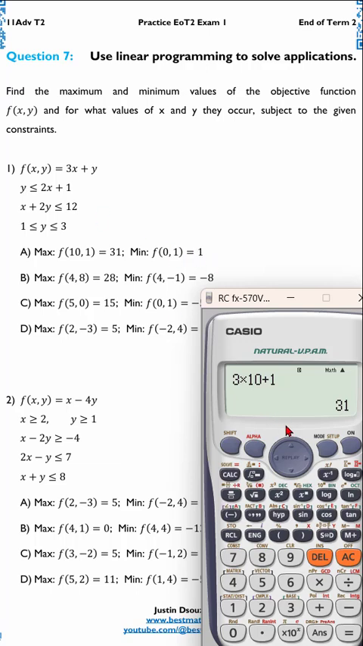Let's try 3 times 0 here for the second one plus 1. Y is 1. It's 1. This is correct. But let's try the other ones. I'll just show you why it's wrong. So here it is 4 plus 8 and it's 20. It's wrong. I'll not do the second one. What I'll do is I'll go to the next third option. It's 3 times 5 plus 0. That is 15. That's the maximum.